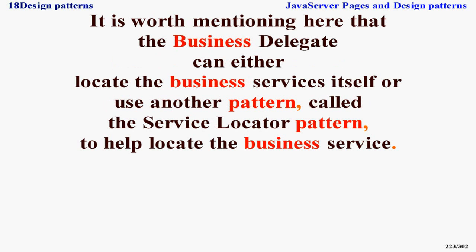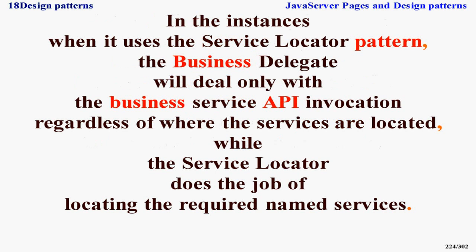It is worth mentioning here that the business delegate can either locate the business services itself or use another pattern, called the service locator pattern, to help locate the business service. In the instances when it uses the service locator pattern, the business delegate will deal only with the business service API invocation regardless of where the services are located, while the service locator does the job of locating the required named services.